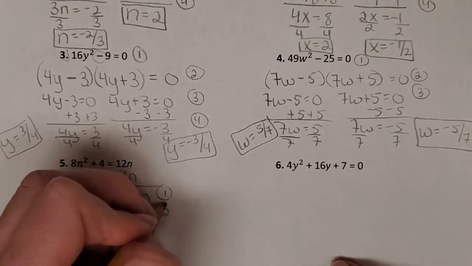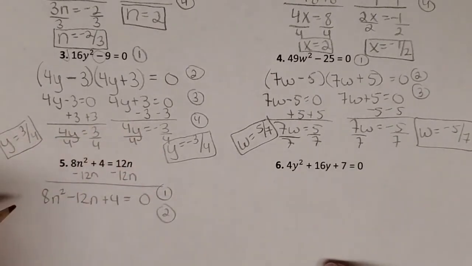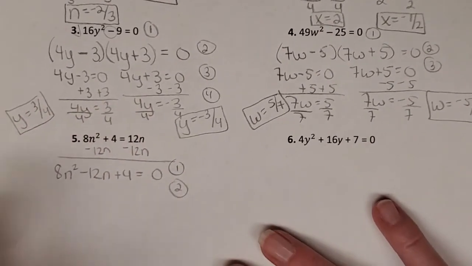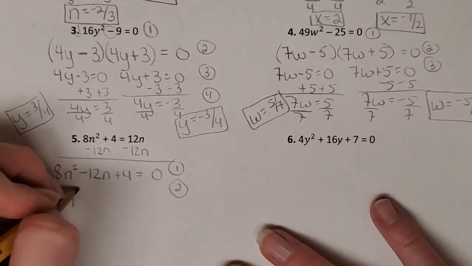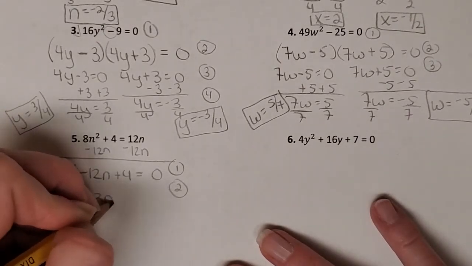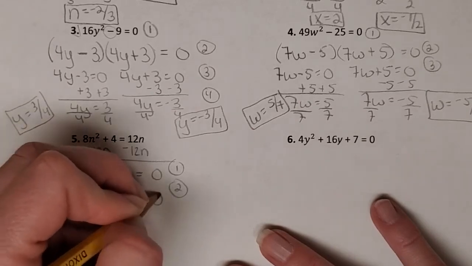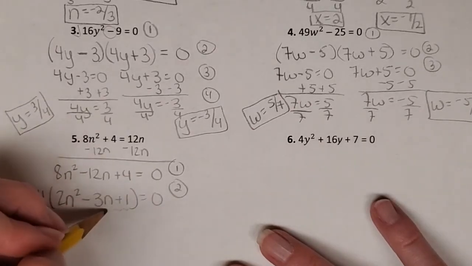Step 2 is to factor. First thing we're going to factor out is a GCF, greatest common factor. A 4 goes into all these terms. So we factor the 4 and we get 2n squared minus 3n plus 1. And then we got to factor this as a trinomial.